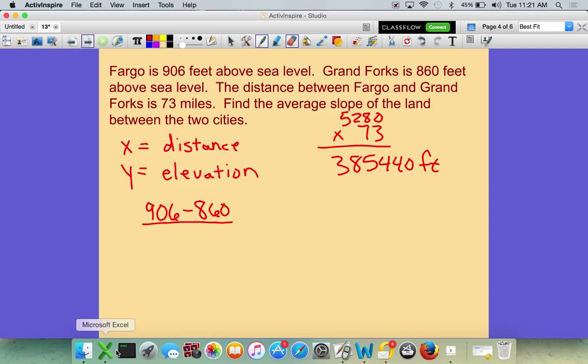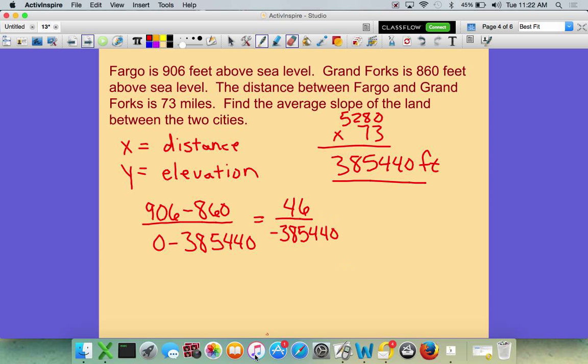Well, we know that there's 385,000 feet in between the two cities. We've got to have a starting point. Since the river runs north, we're going to say that Fargo is the starting point. So the distance for Fargo is 0. The distance for Grand Forks is the 385,000 feet away. All right, so we subtract these down.